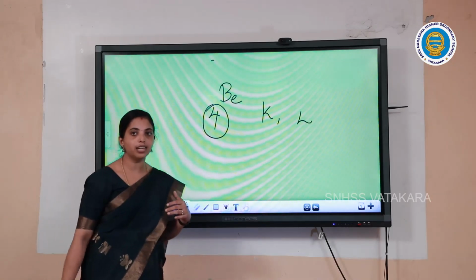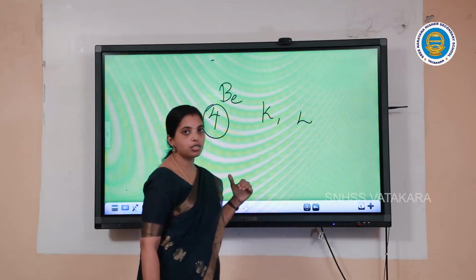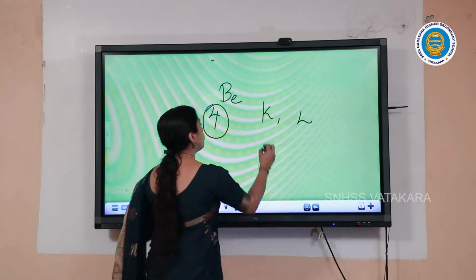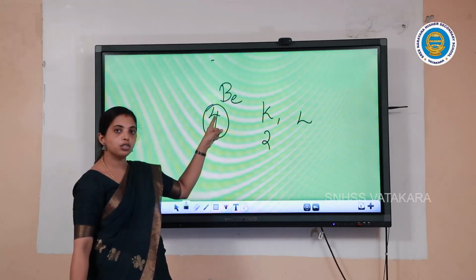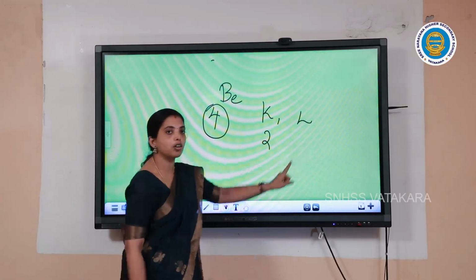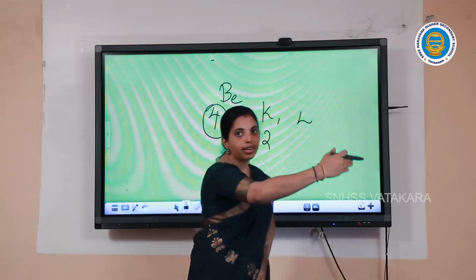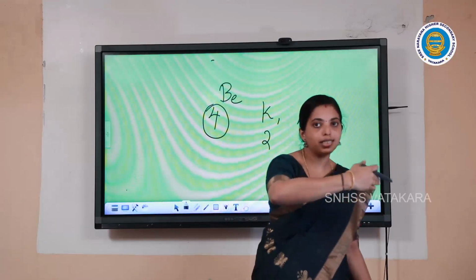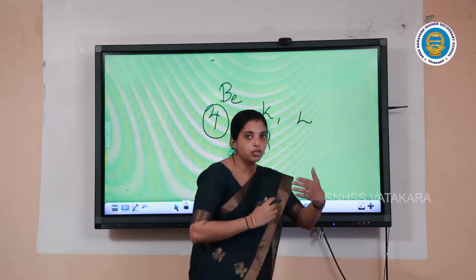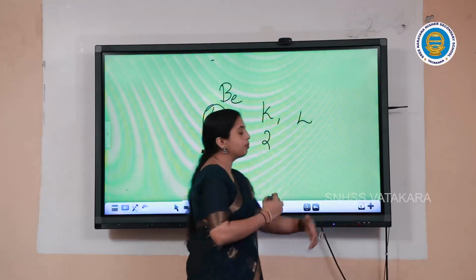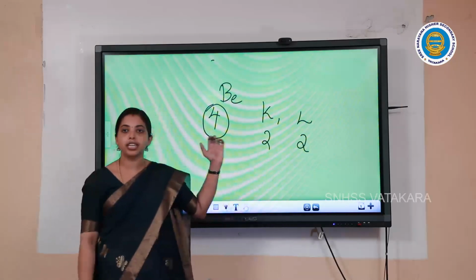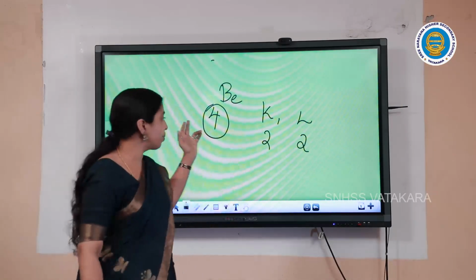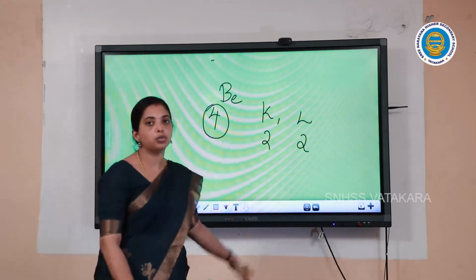K shell and L shell? K, how many electrons maximum? 2 electrons. So here the total number of electrons is 4. So how many more? 2 more. So that will enter into the next shell. That electron wants to enter into the next shell, that is the L shell. So the electronic configuration of beryllium is 2, 2.